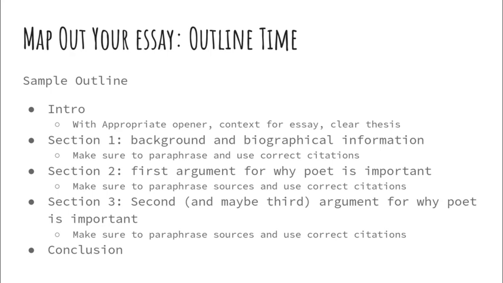Then sections 2 and 3, maybe have your first argument. Explain why the poet is important. What was your first argument for that? Again, you want to make sure you're paraphrasing sources, using correct citations. Maybe in section 3, you have a second, maybe third argument for why the poet is important. So I'll talk a lot more about sections 2 and 3, or paraphrasing, next week. Don't worry about that. But for now, I do want us to consider an outline. What could be an outline for your essay?